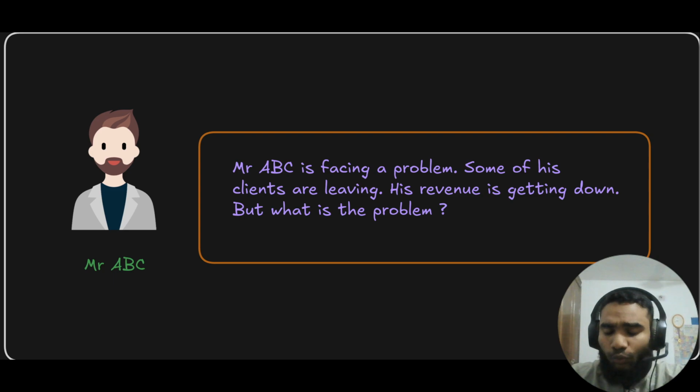So Mr. ABC, the owner of the Fast Exchange Rate company, is facing a new problem. And what is the problem? Some of his clients are leaving. His revenue is going down. His retention rate of customers, his retention rate of clients, is going down. To save his business, he has to solve the problem. He has to find the root cause of this problem. And what is the problem? Let's check it on the next slide.